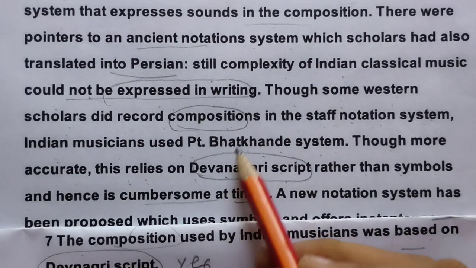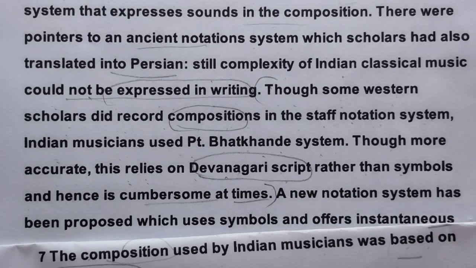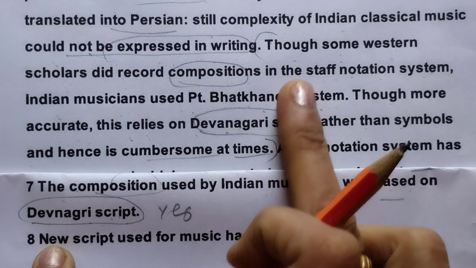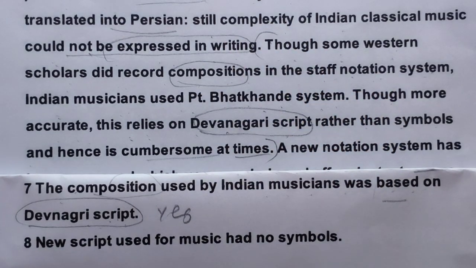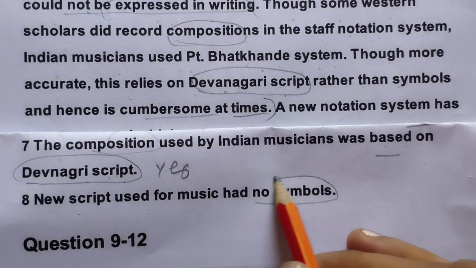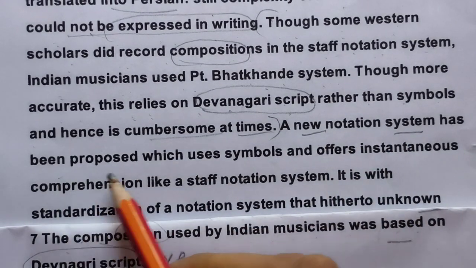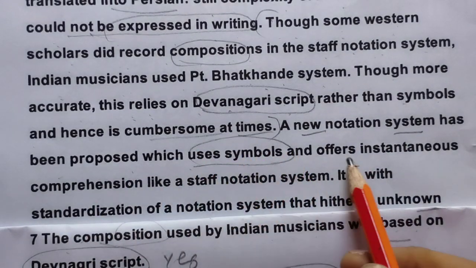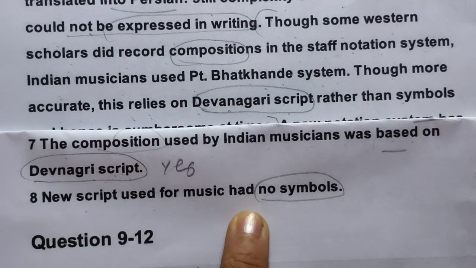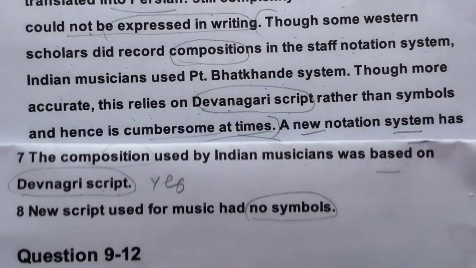See this, clearly it is given, so read it from here to here only, you will get the correct answer. Try to understand this 7th question and these are the lines. Okay, now coming to next 8th question. New scripts used for music had no symbols. Okay, new script. A new notation system has been proposed which uses symbols and offers this comprehension. But here it is, new script used for music had no symbols. But here they are saying uses symbols. It means this is a contradiction.